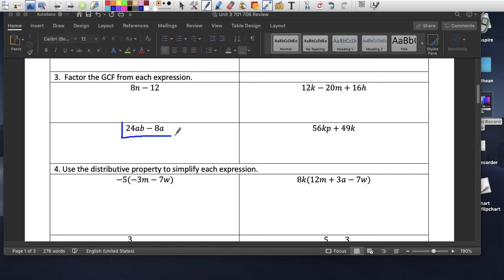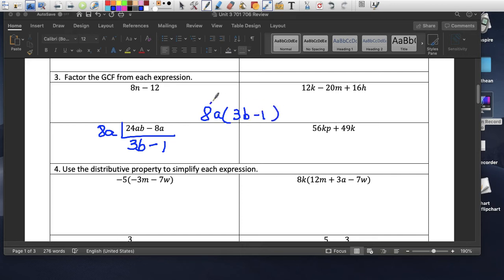For this one, we can pull out the a, and notice that they both have an a inside, right? Both terms have an a, so a can be pulled out too. So a goes into 24 3 times. I already have an a, but I need a b, right? And then a goes into 8 1 time, and there's already an a, so we don't need to put another a. So my final answer looks like this: 8a times 3b minus 1.